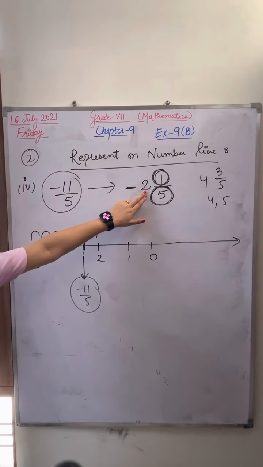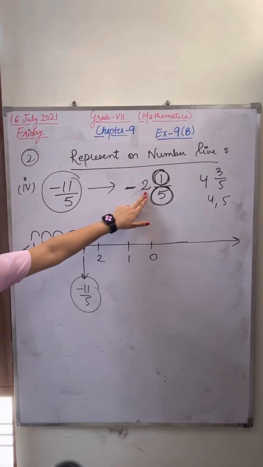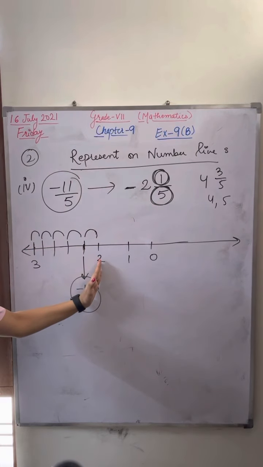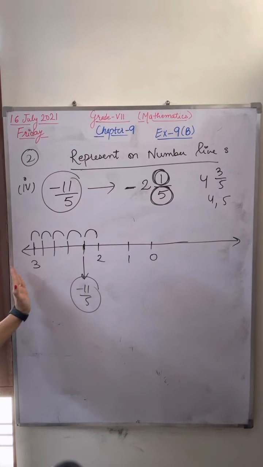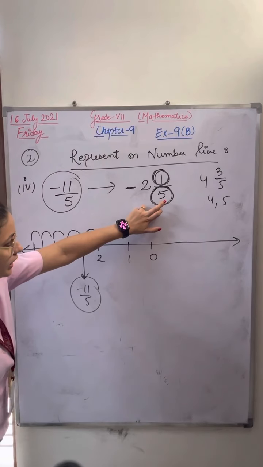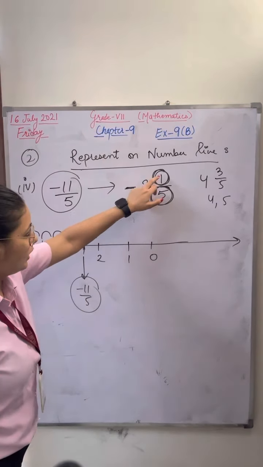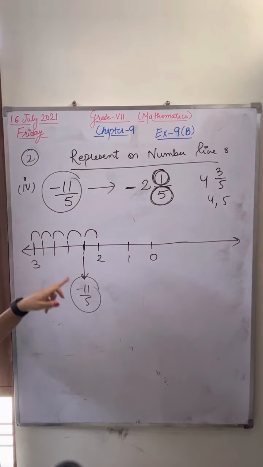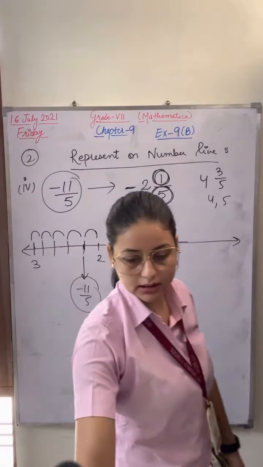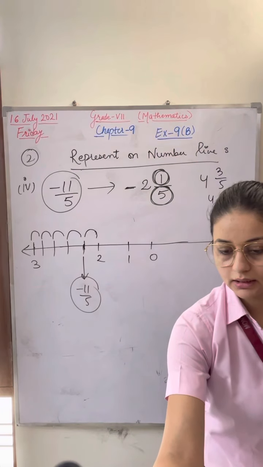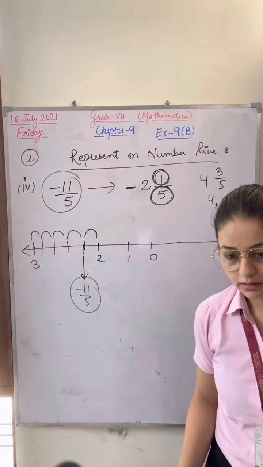Okay, so from this 2, you can guess that it will be greater than 2. So it will lie between 2 and 3. Check the denominator 5, which means do 5 partitions. The numerator is 1, which means the first will be your position. Right? Let me check your queries once. Give me a minute.